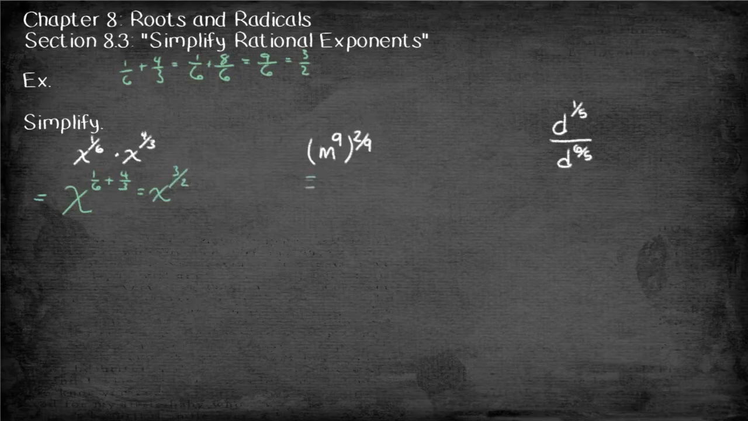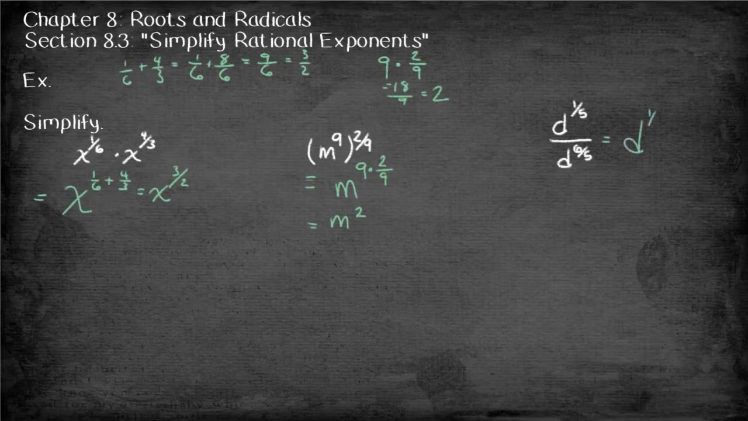For the second expression, I have m to the 9th raised to the 2/9 power. Well, that means I multiply the exponents because I have a power raised to a power. And on our quick aside, 9 times 2/9 is 2. So this is m squared. And now looking at the third expression, I'm going to be subtracting. So this is equal to d to the 1/5 minus 6/5, equal to d to the -1. If it makes you feel better, you can write that as 1/d.